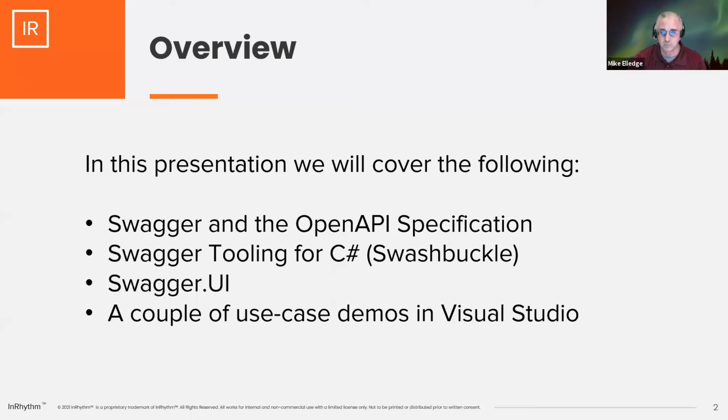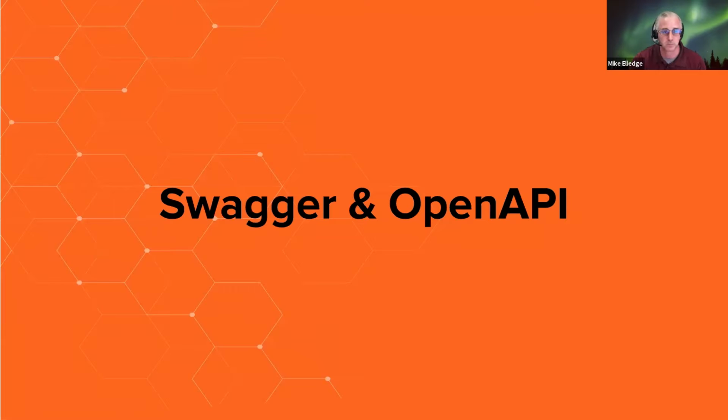And let's jump in and talk about what we're going to be talking about. So the first thing we're going to be talking about is what is Swagger and what's the Open API specification. Then we're going to go over some of the tooling that we have available for C#. We're going to talk about the really cool super feature of Swagger.UI, which just really saves us a lot of time. And then I'm going to give you a couple of quick overviews of how easy it is to do inside of Visual Studio and some of the functionality.